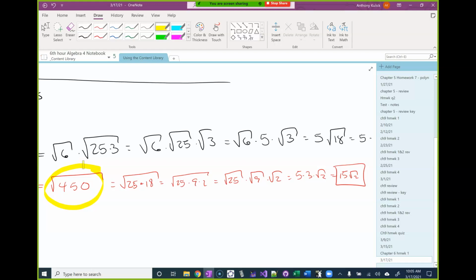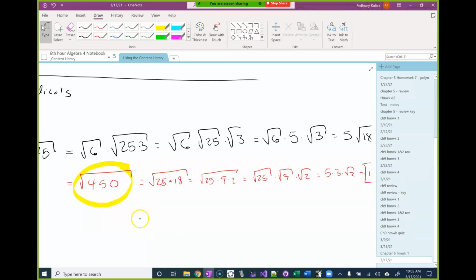Because 225, I don't know if you know that or not, is just 15 squared. So you could have done that probably in one step right there. Yeah, if you would have done this, it would have been the minimum work. But that requires you to know that 225 was a perfect square, which maybe you do, maybe you don't, probably not.